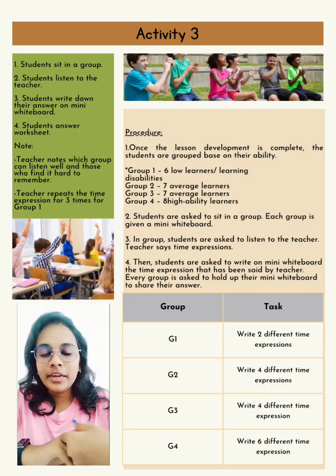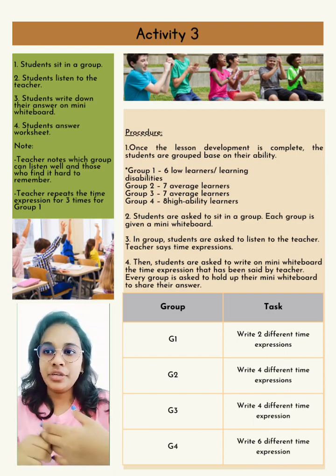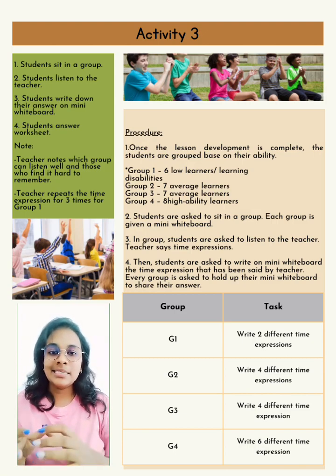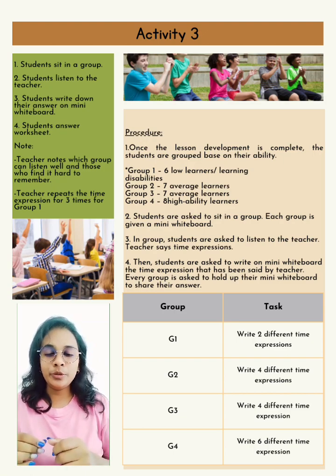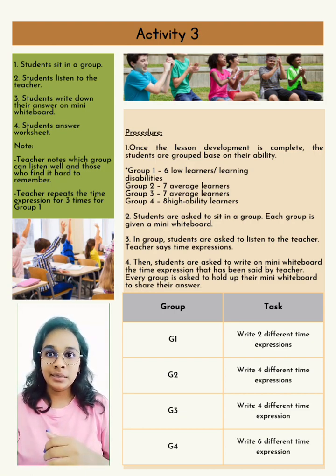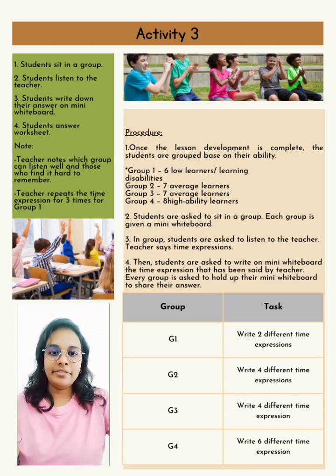Okay, now we are getting into our activity 3, where the procedures carry on as follows. Once the lesson development has been completed, the students will be required to group based on their ability, where group 1 will be low learners, group 2 will be average learners, group 3 will be average learners as well, and group 4 will be high ability learners. The students will sit in a group and each group will be given a mini whiteboard.